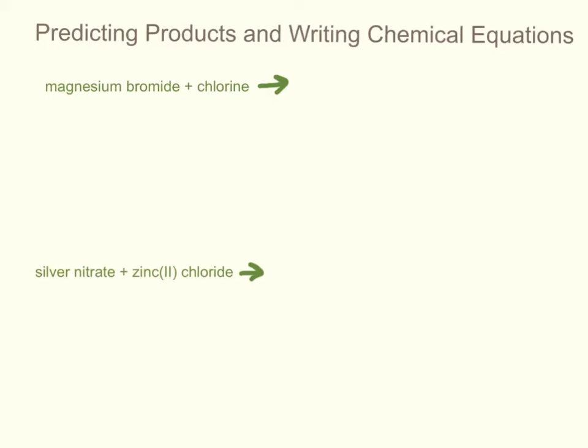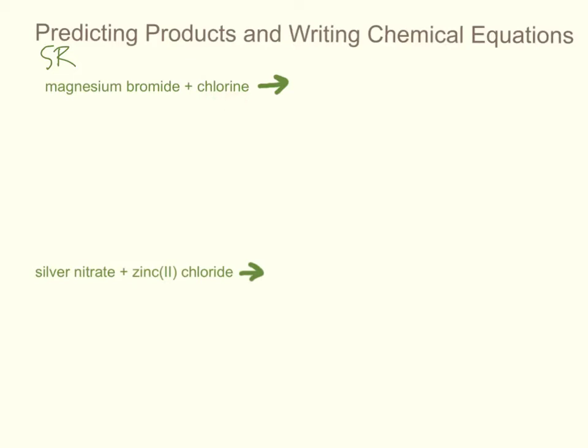Alright, so let's get started. So let's look at this first one here. We have magnesium bromide plus chlorine, and we want to figure out what we get when we put those together. First thing we have to do is identify the type of reaction. So if I have a compound plus an element, we know that that is a single replacement reaction. And we also know that we have to look at the element.